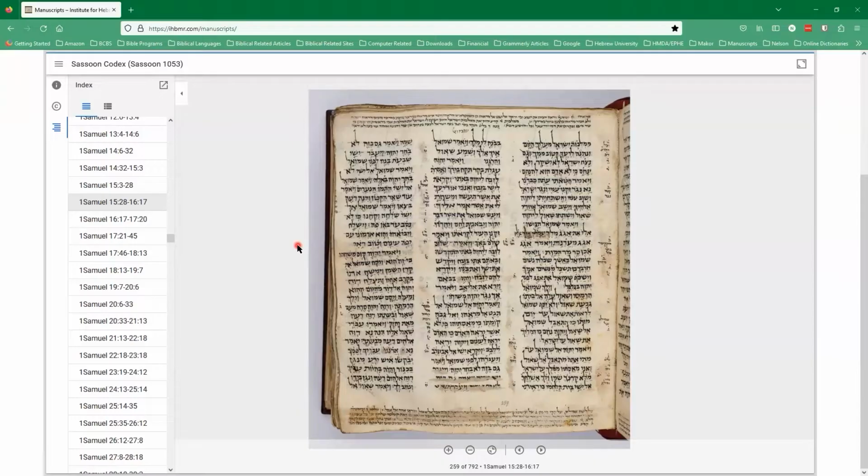So, all right. Without zooming in, you can see at the bottom of the middle column, there's a little bit over 2 lines that have been erased. And what happened here is the scribe made a mistake. He copied an entire verse twice. And then he realized, okay, I've got to erase one of the instances of the verse because the verse appears twice. And he decided to erase the first one.